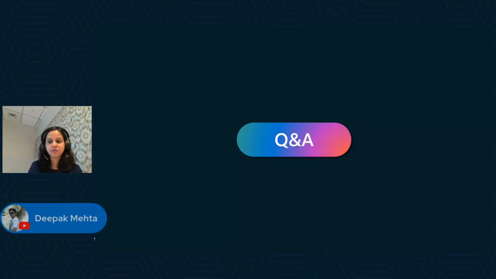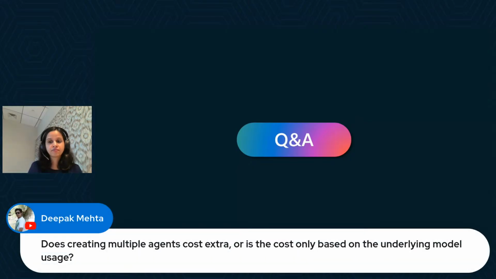Does creating multiple agents cost extra, or is the cost only based on the underlying model usage? If you use the agent service, yes, there will be some pricing. You can refer to the pricing calculator. It'll be only on a usage basis, basically. Whenever you use that thread is when you will be charged.